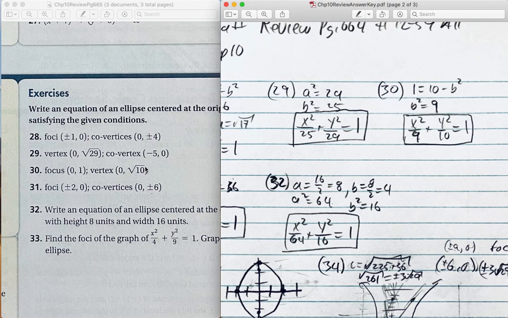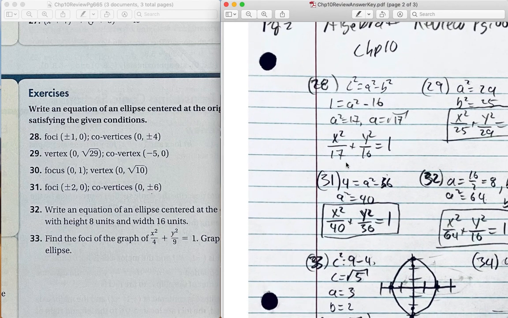For number 30, we have a focus at 0, 1 and a vertex at 0, 10. Again, this is going to be another vertical ellipse. We use the equation c squared equals a squared minus b squared. So 1 equals 10 minus b squared. So b squared is going to be equal to 9. So our equation is going to be x squared over 9 plus y squared over 10 equals 1.